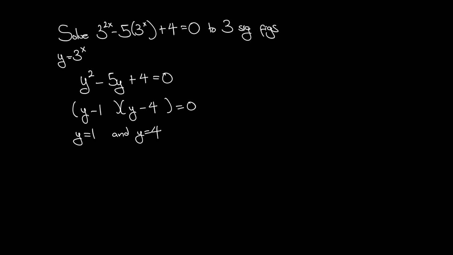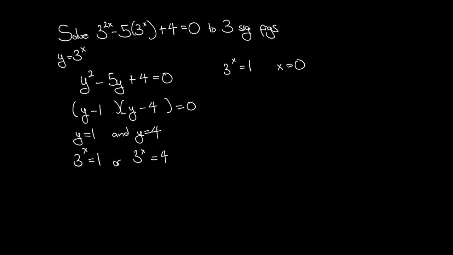Okay? So in this case here, this becomes 3 to the x is equal to 1, or 3 to the x, if we factor it back in, is equal to 4. Okay? So if 3 to the x is equal to 1, therefore we know anything raised to the power of 0 is going to end up being 1, so x has to be 0.